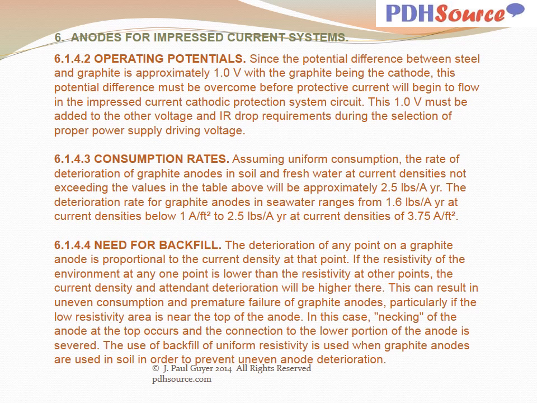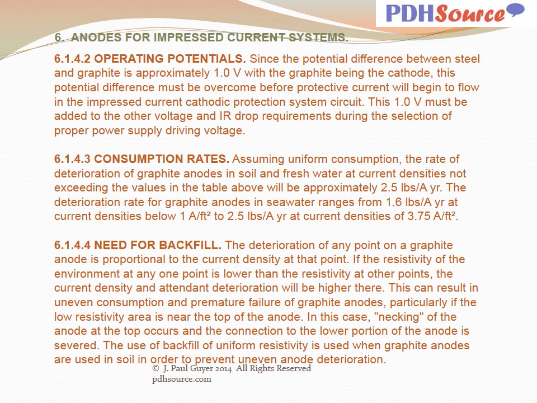Since the potential difference between steel and graphite is approximately 1 volt, with the graphite being the cathode, this potential difference must be overcome before protective current will begin to flow in the impressed current cathodic protection system circuit. This 1 volt must be added to the other voltage and IR voltage drop requirements during the selection of proper power supply driving voltage.